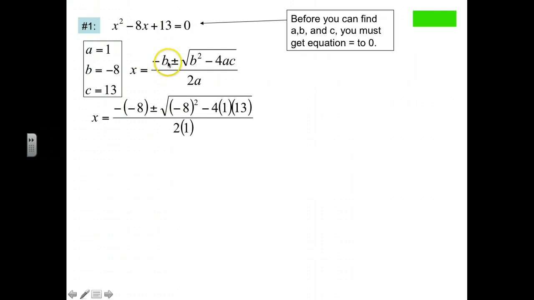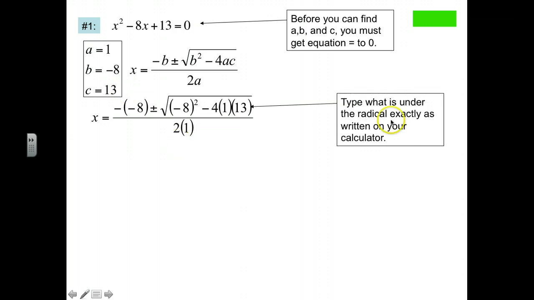It's negative b, and in this case my b is -8, so I keep that negative outside, and then in parentheses my minus 8. Then you type what is under the radical exactly as written on your calculator, just what's under the radical, not the square root sign. Then you should have gotten 12.